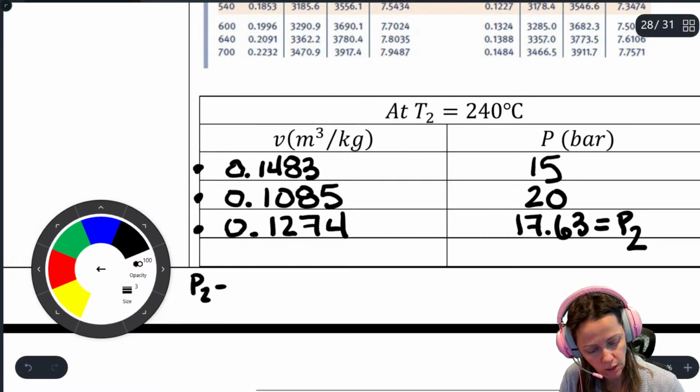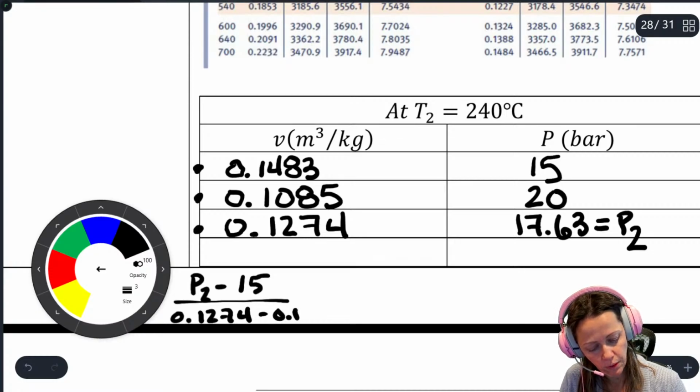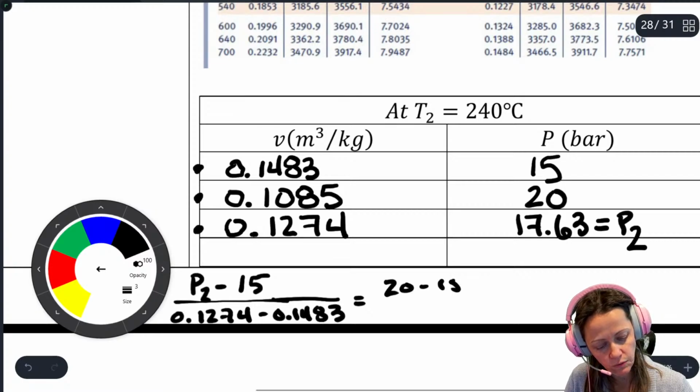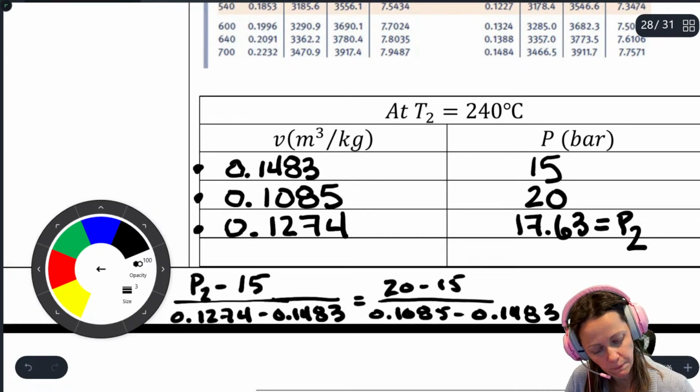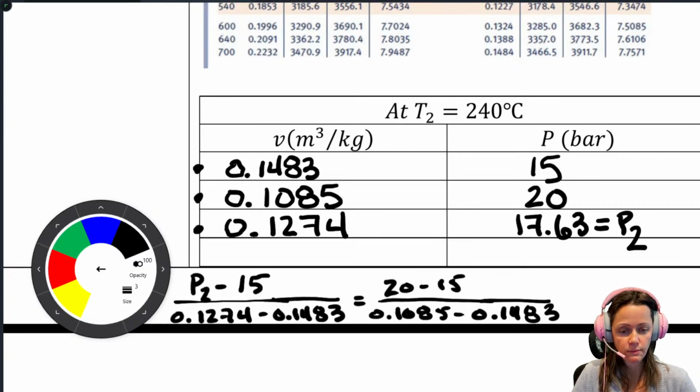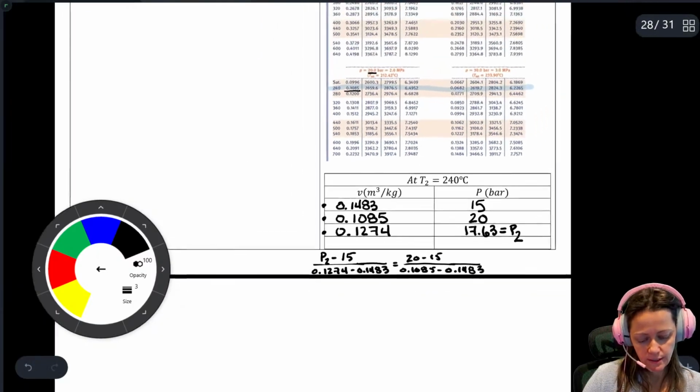P2 minus, let's say, 15 over 0.1274 minus 0.1483. That's the same as the slope between the middle one and the top one, so 20 minus 15 over 0.1085 minus 0.1483. And if you solve for that P2, you should get 17.63. Gotcha. Thank you.